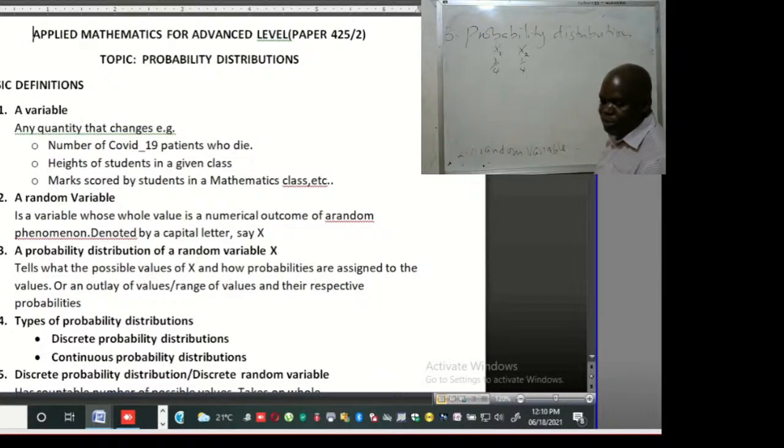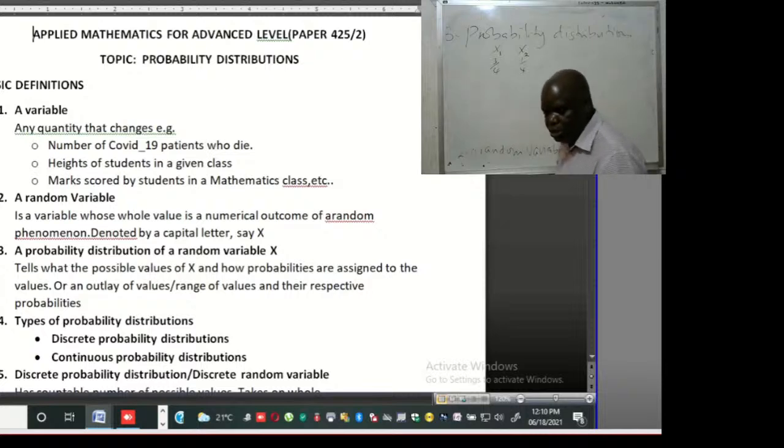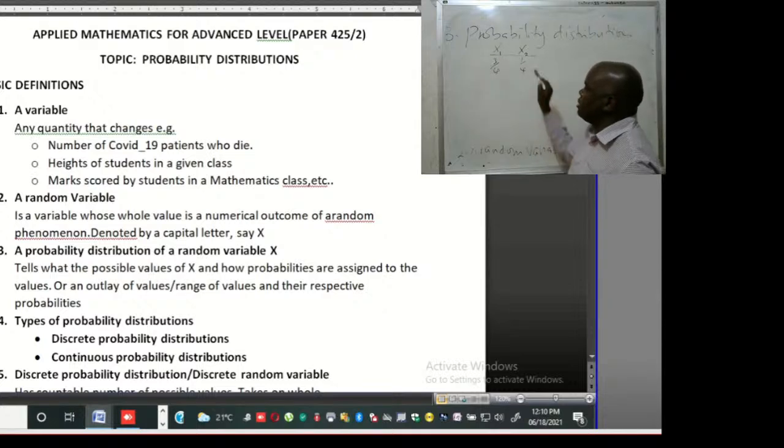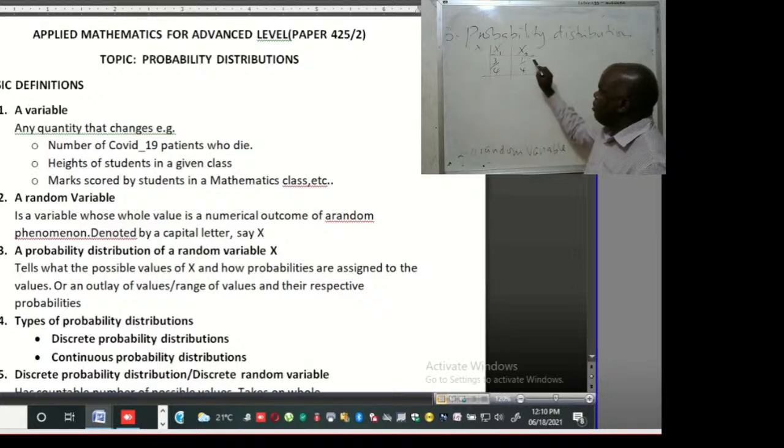So this forms what we call a probability distribution, because you have two outcomes here. We have called one an outcome of having COVID and you die, then the outcome of having COVID and you survive. And this is now death. So this is called a probability distribution.